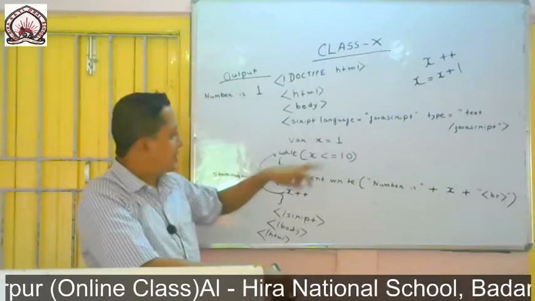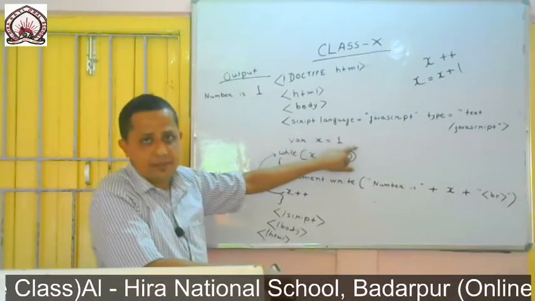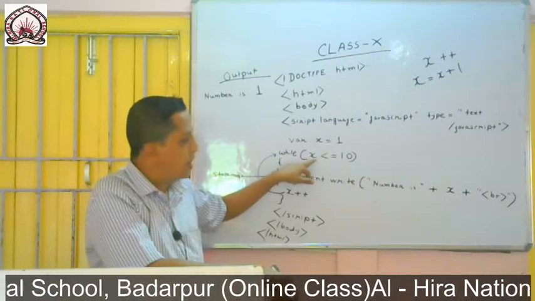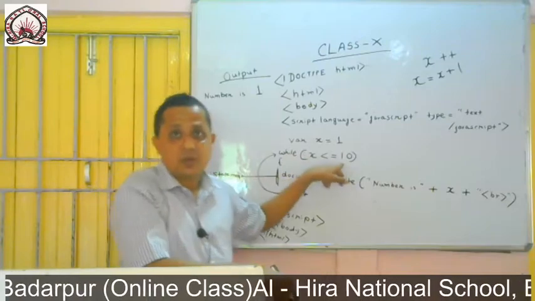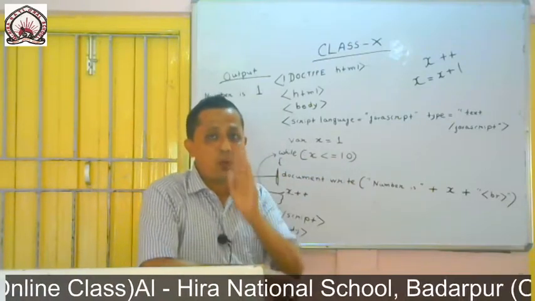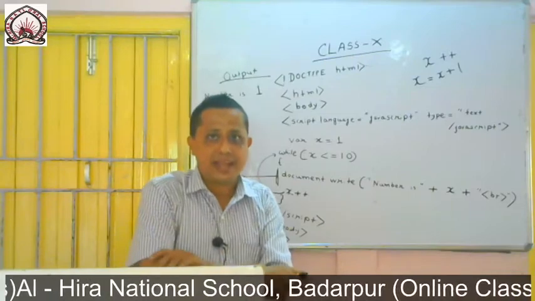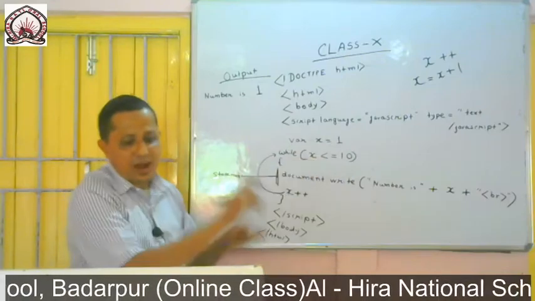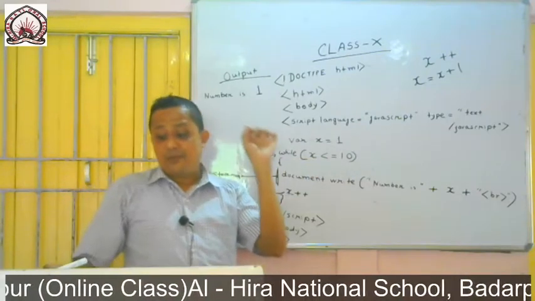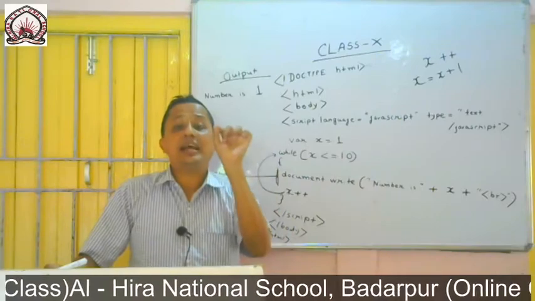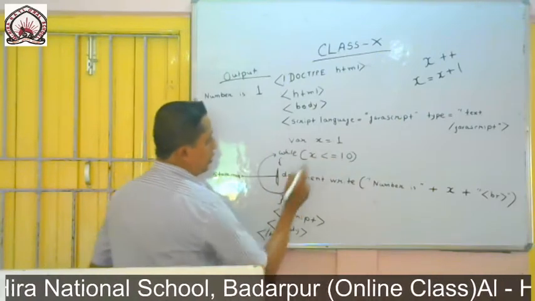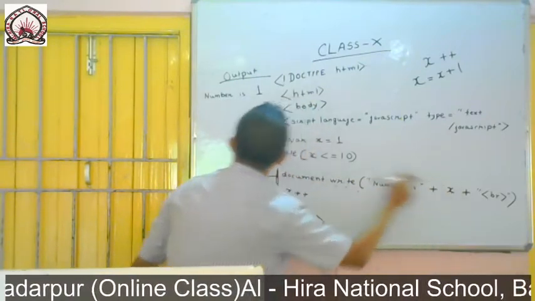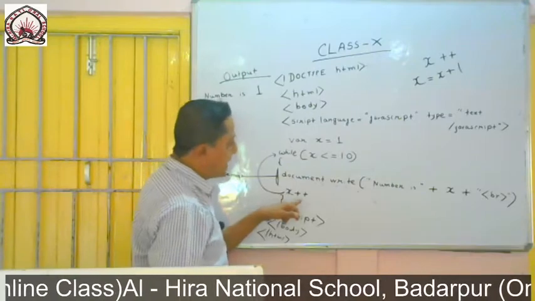So I am again starting: var x is equal to 1. The value of x is 1. Now come here. Is 1 less than or equal to 10, true or false? It is true because 1 is less than 10. My condition is that the statement will execute repeatedly as long as the condition is true. So it is true, then the statement will execute. Number is, what is the value of x? 1. Number is 1.